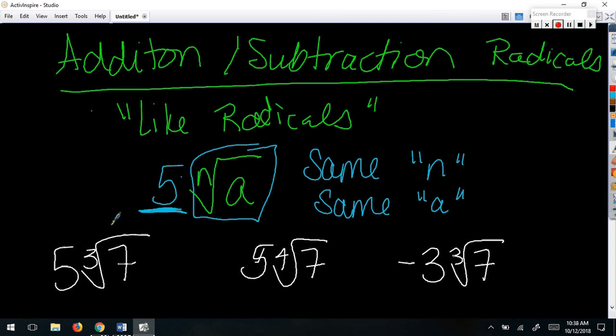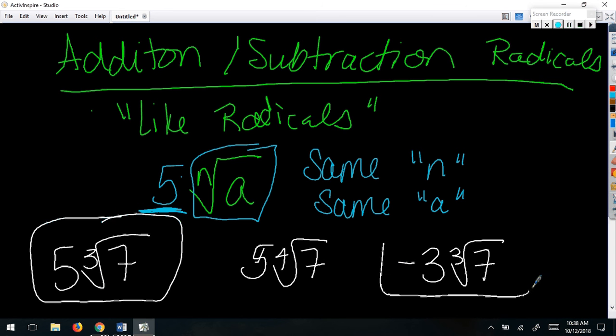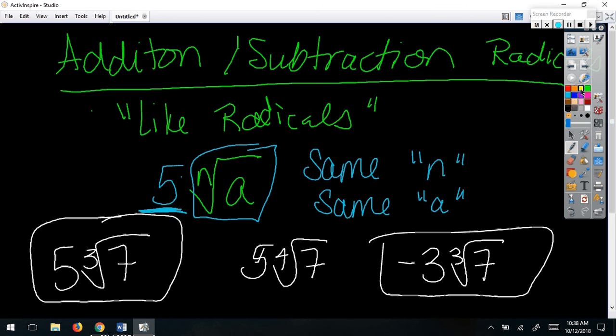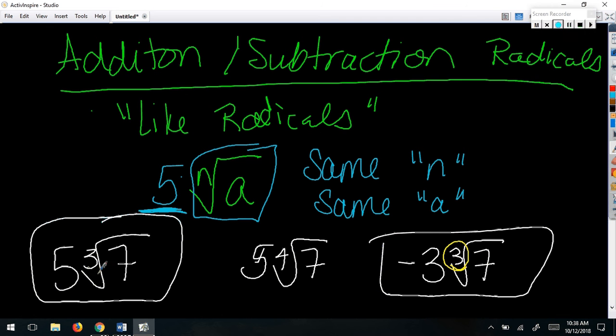Of all these, this one and this one are like radicals because the root is the same and the number under the radical is the same. Okay, so those are like radicals. So I could actually combine those if I wanted to. I could add those together or subtract them as I needed.